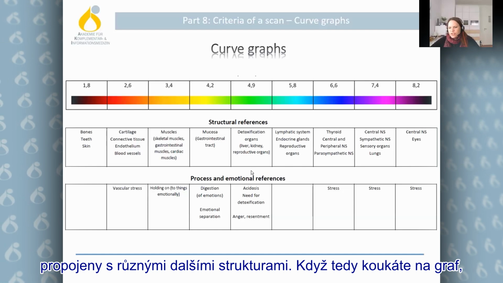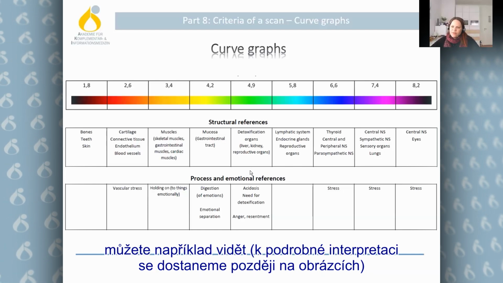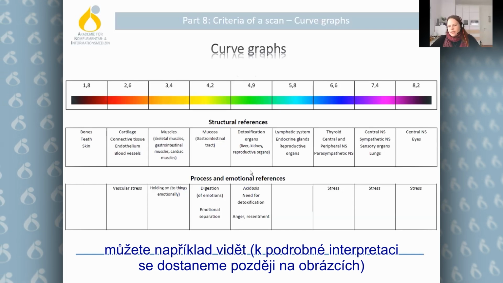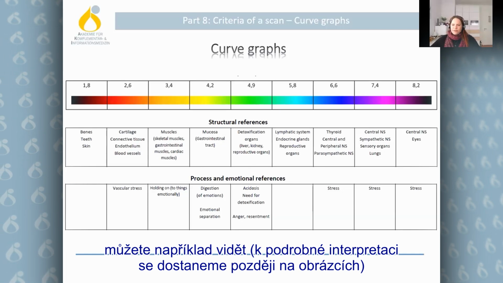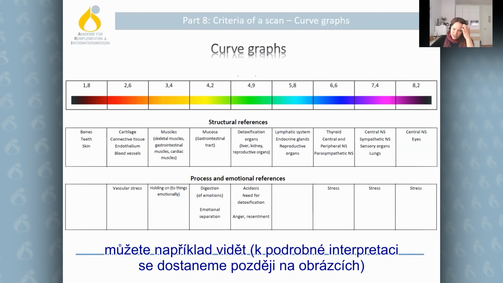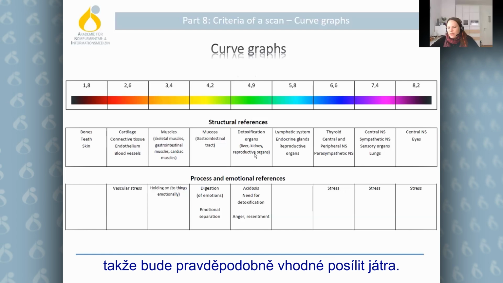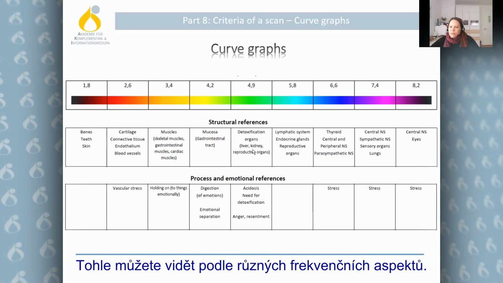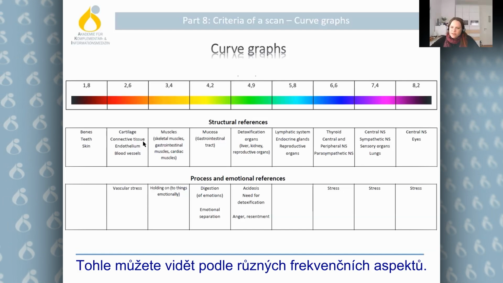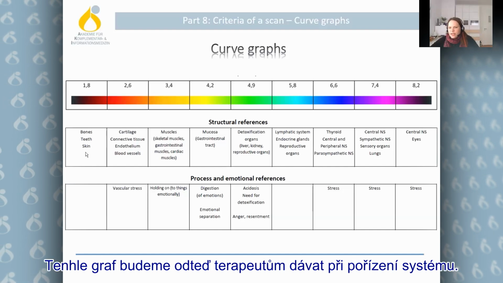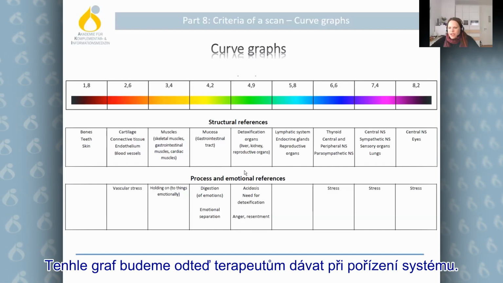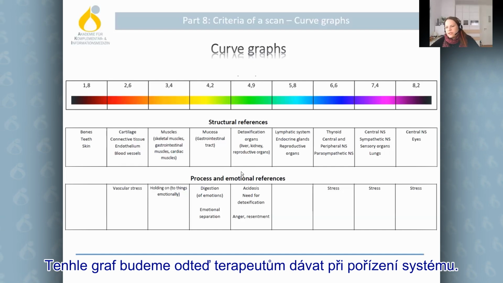connected to different structures. So when you see a graph, for example, when you have a special graph interpretation you see later in the pictures, always at 4.9, you see that there's some problems with the detoxification. So maybe you have to strengthen the liver and the kidney. So this is what you can see with the different frequency aspects. This graph will be handed out to the therapist when they buy the system.